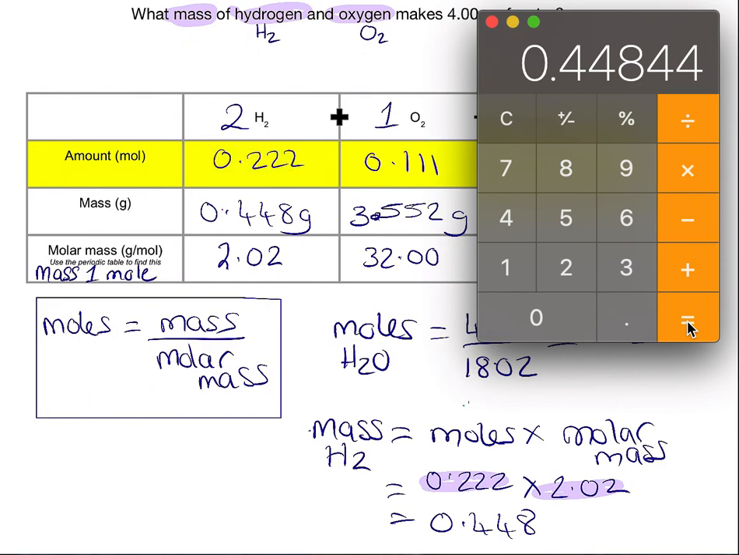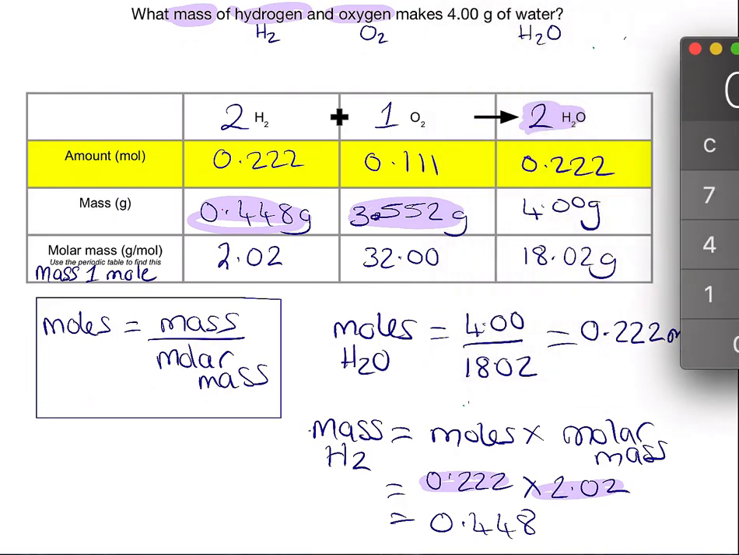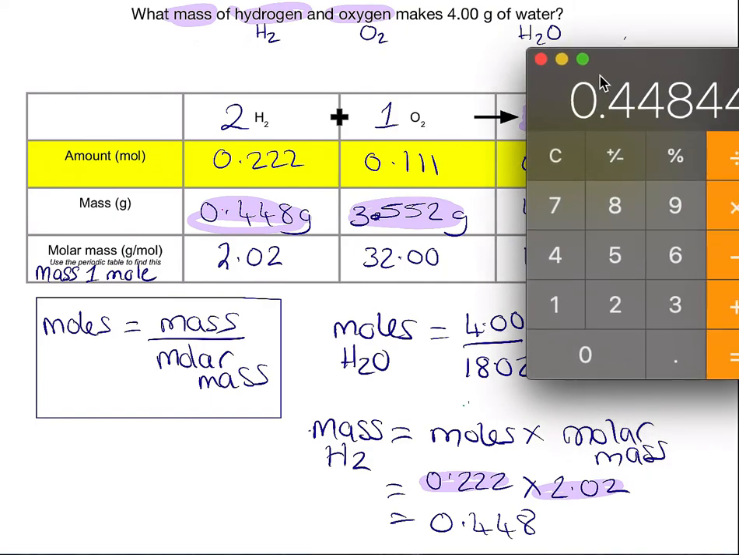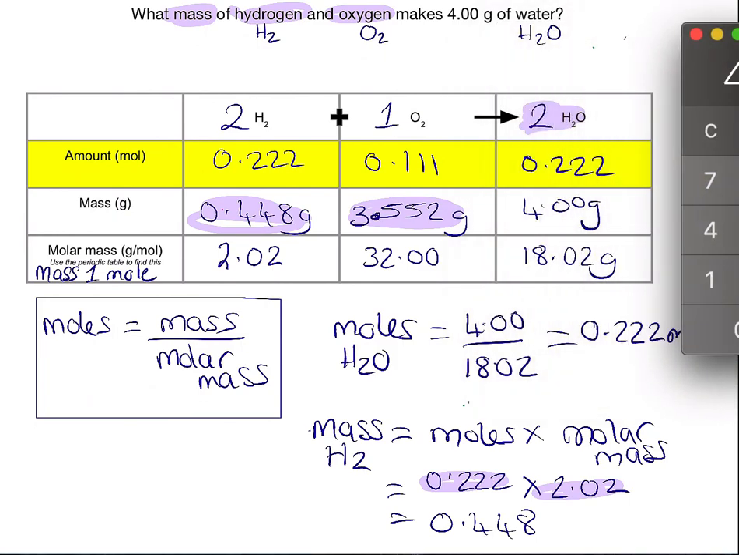Okay, so it means that 0.448 grams plus 3.552 grams should make 4 grams of H2O. Okay, now we can check whether we're right because using the law of conservation of mass, the mass of the H2 and the mass of the O2 should add up to 4 grams. So let's just check whether that does or not. So if I add 3.552, I should get roughly 4 grams, which makes sense.